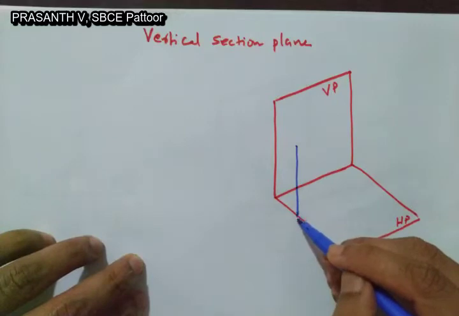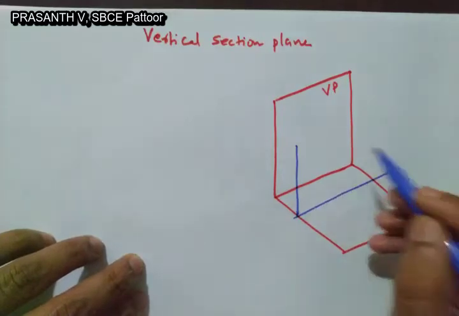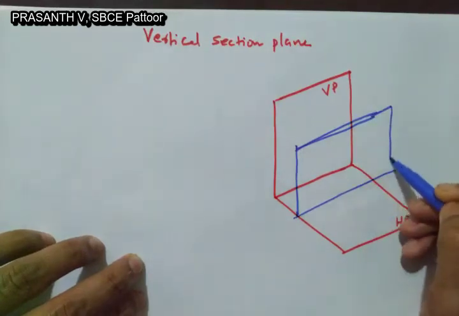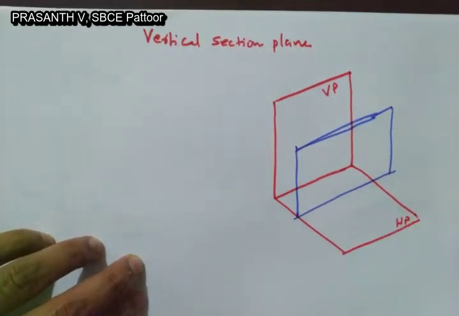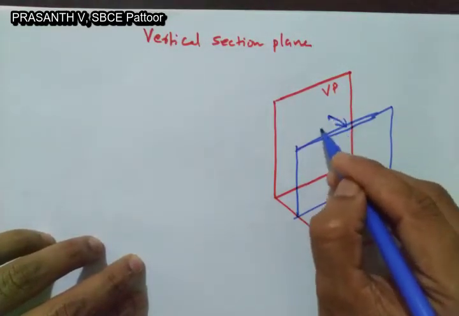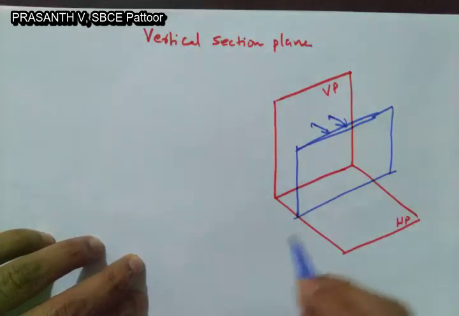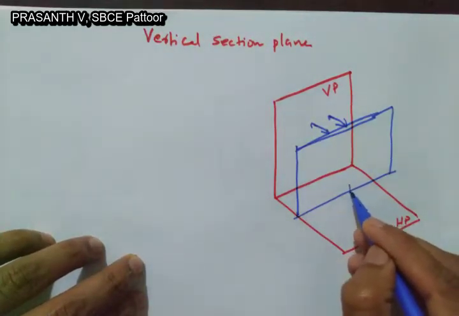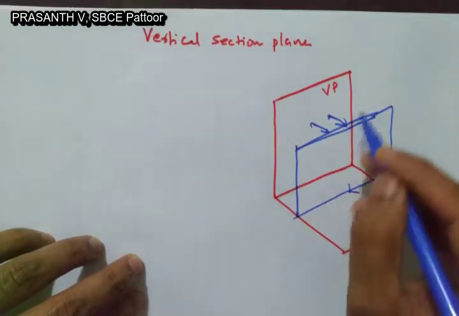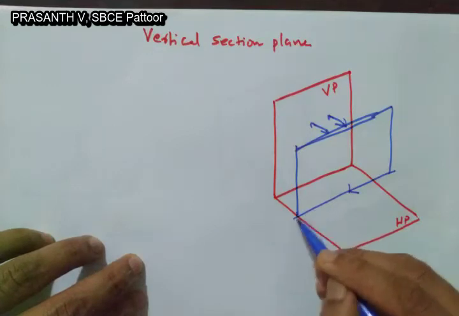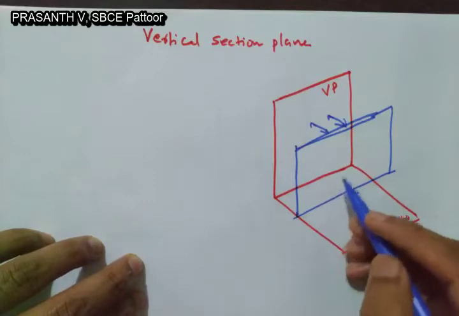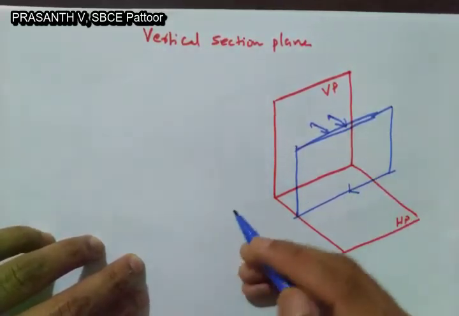So the section plane will be like this. This is a type of section plane. Here you can see the section plane is parallel with VP, but perpendicular to HP. Here it is such that in top view you see the section plane or the cutting line. In top view we can see the cutting line. In front view you will get the sectional view.